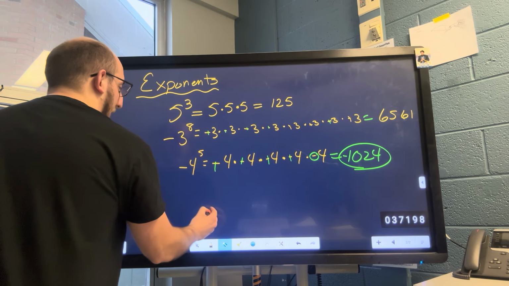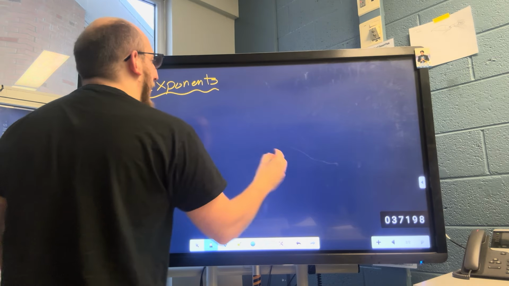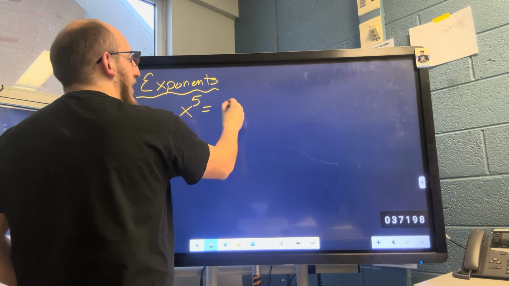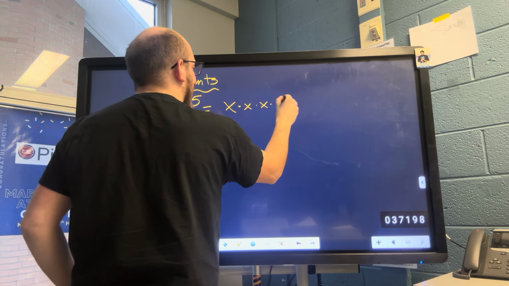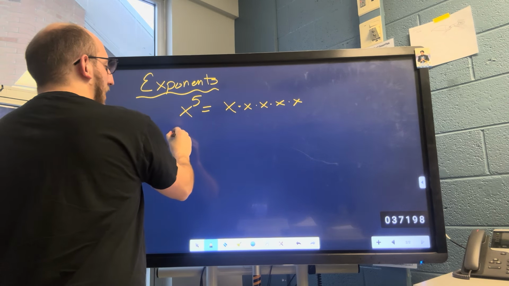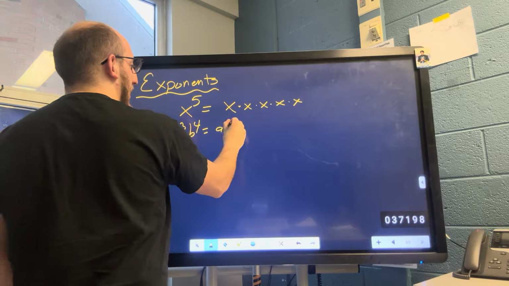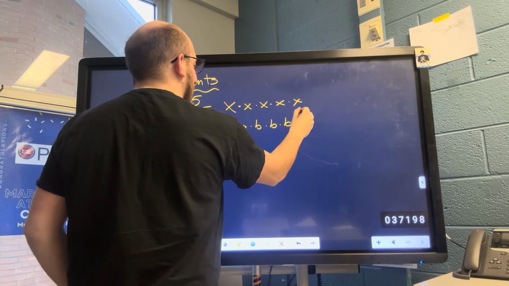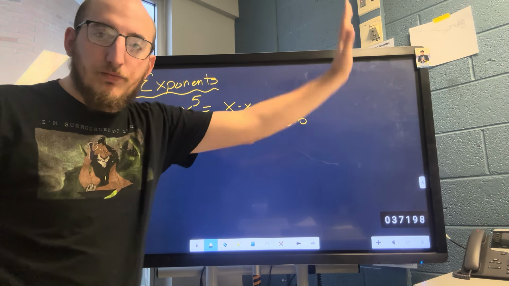So, let's erase this. Now, if I showed you x to the 5th, you would tell me that is x times x times x times x times x, right? Or if I told you A cubed B to the fourth, you'd tell me that's A times A times A times B times B times B times B, right? Expanding it just means you expand it out.